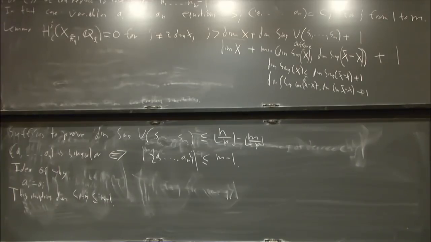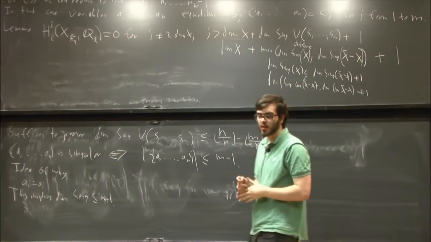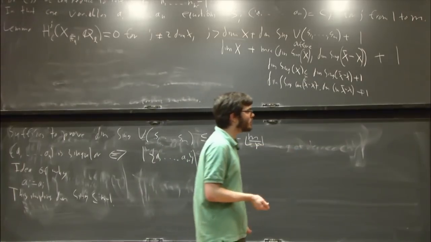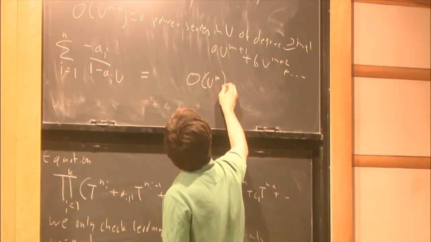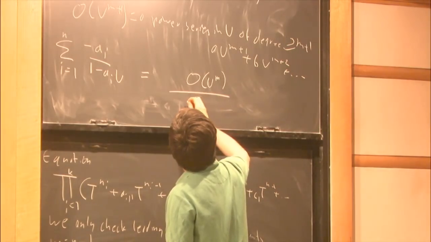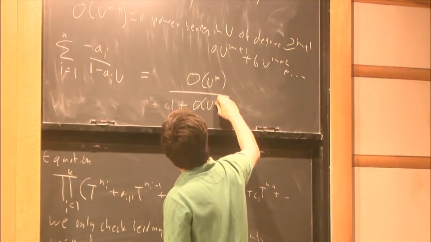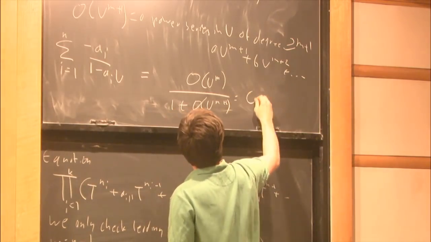I mean u to the a times u to the n plus 1 plus b u to the n plus 2 and so on. Oh, sorry, I have to finish writing this equation. So then if I differentiate 1 plus O of u to the m plus 1, I'll get O of u to the m divided by 1 plus O of u to the m plus 1. And this whole thing is O of u to the m.